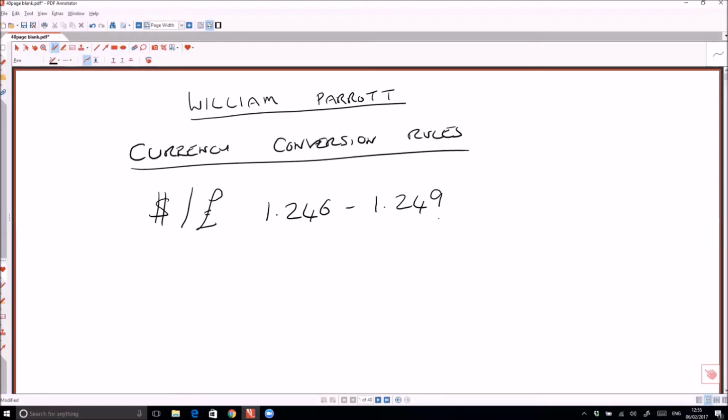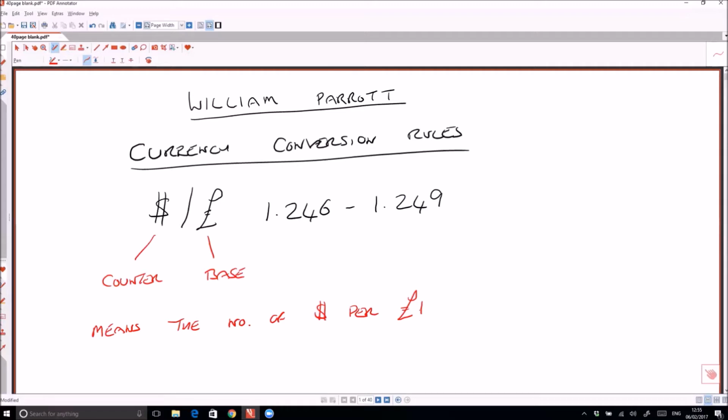What are the rules that I would use here? First of all, some terminology. I would call the dollar here the counter currency, and the pound here I would call the base currency. And why is that? Well, what does this whole relationship mean? It's the number of dollars per £1. And that is the UK convention.